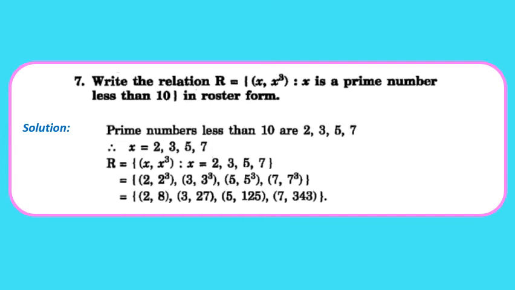So the relation is equal to the ordered pairs (x, x cube) such that x is equal to 2, 3, 5, 7. So it will be (2, 2 cube), (3, 3 cube), (5, 5 cube) and (7, 7 cube). So the required relation in the roster form will be the set of ordered pairs (2,8), (3,27), (5,125) and (7,343). Clear? So pause and note down the solution.